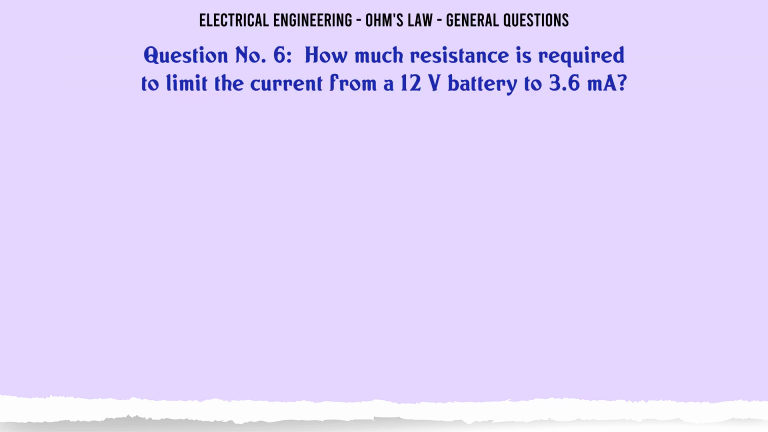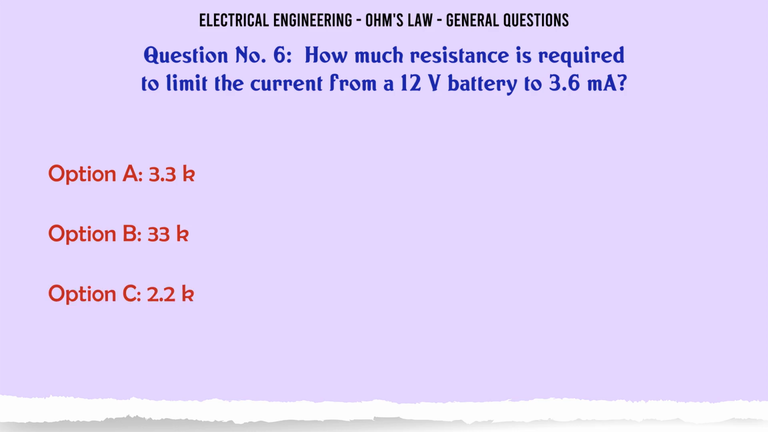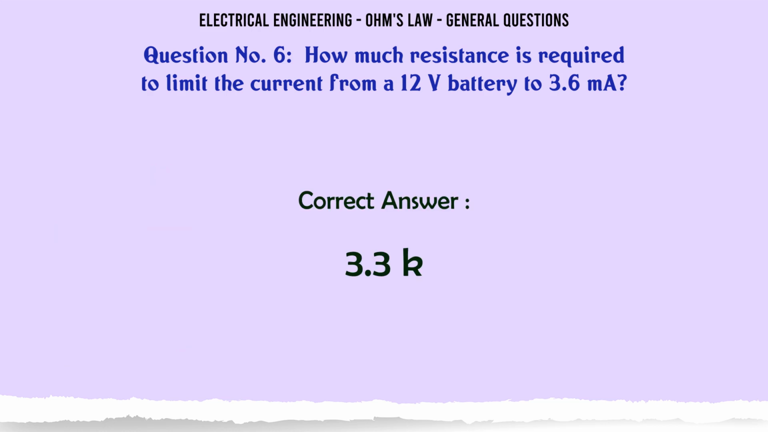How much resistance is required to limit the current from a 12 V battery to 3.6 mA? A) 3.3 K, B) 33 K, C) 2.2 K, D) 22 K. The correct answer is 3.3 K.